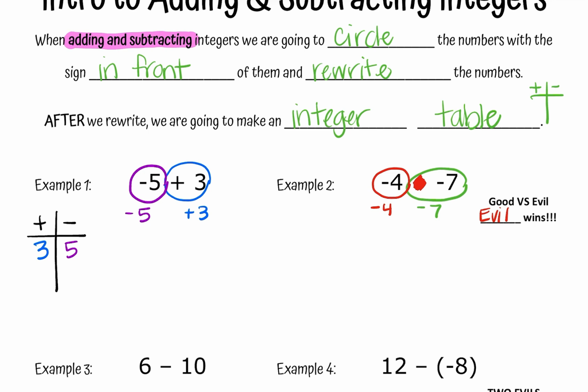Then we are going to draw our positive, negative table, our integer table, and we're just going to sort them. You can see in this problem that both of my numbers were actually negative.